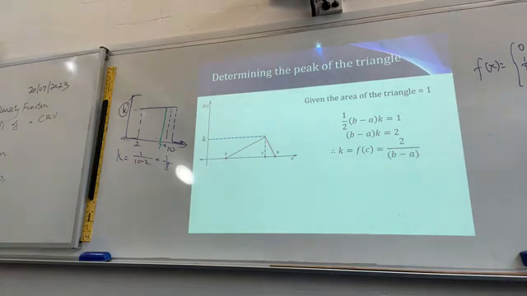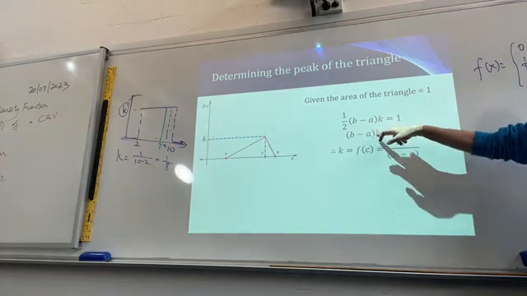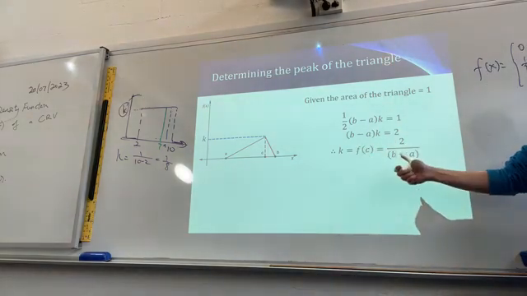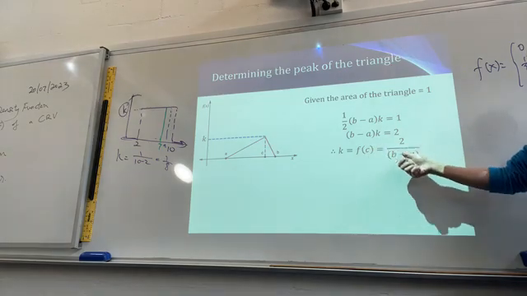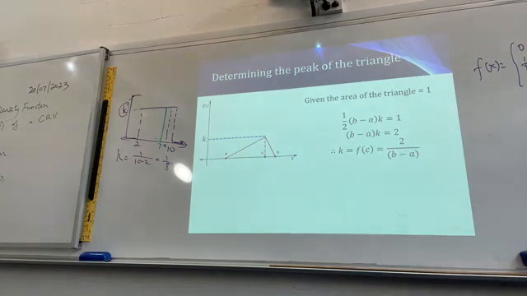Yes. So this time, you know A and B. Half of B minus A times K equals 1. So therefore, B take away A times K equals 2. And therefore, K is a function of, I don't know why I used C, it's 2 over B minus A. It's my typing.